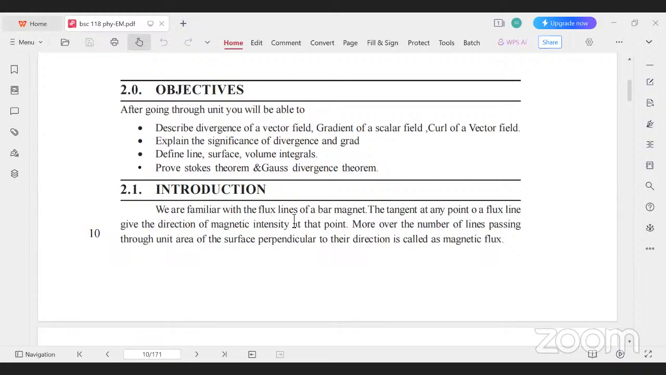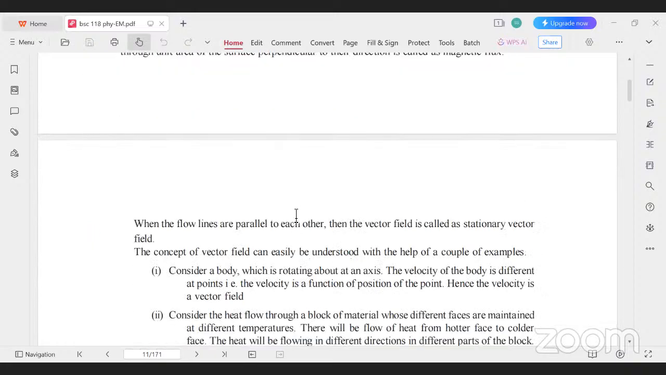Do you know what is flux lines of a bar magnet? Anybody? What is a flux line? It gives the direction of the magnetic intensity at that point. Moreover, the number of lines passing through the unit area of the surface perpendicular to the direction is called magnetic flux. So what is a flux? Let it be electric flux or magnetic flux. What do you mean by flux? Tell me, anybody can answer.